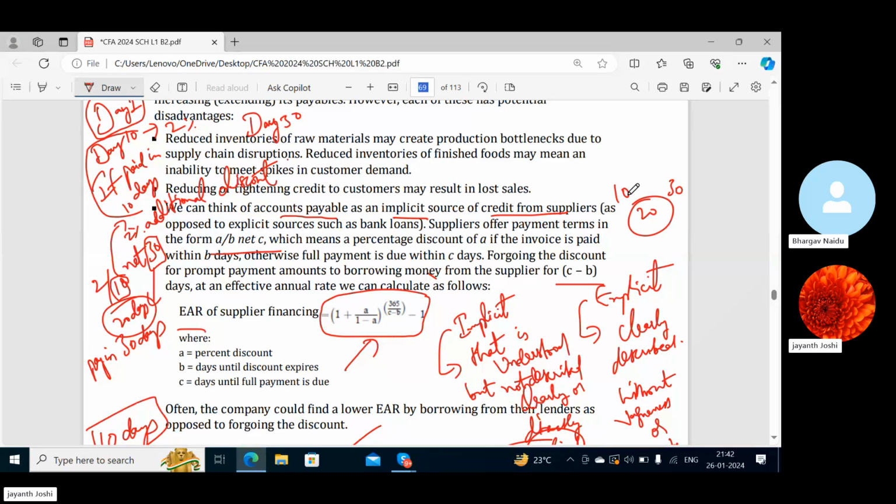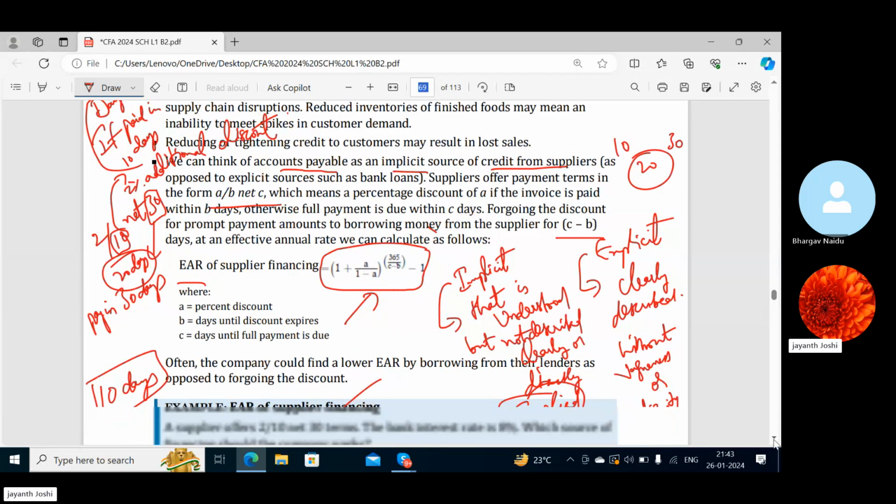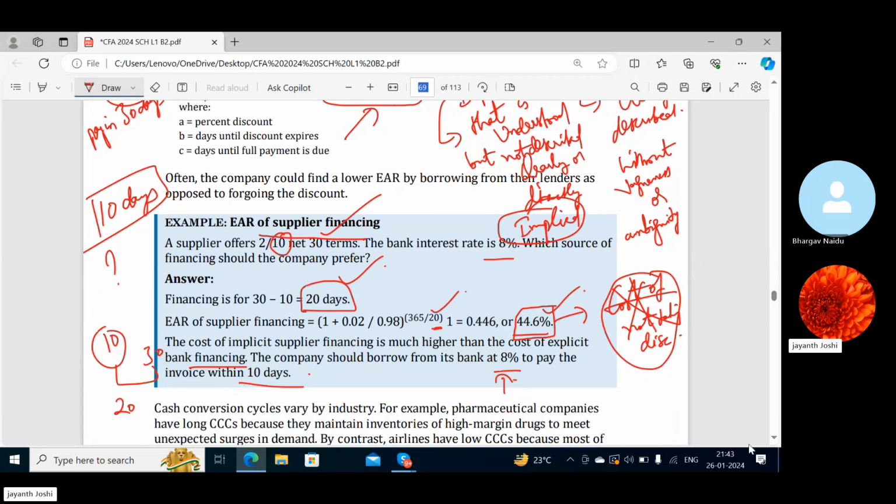If you make the payment on the 10th day, you get a 2% discount. But if you are not making the payment on that day also, then from 10 to 30 days the difference is 20 days. That means you're taking credit from the supplier for 20 days, right? So they are calculating it on a compounded basis, and that is coming around 44.6.